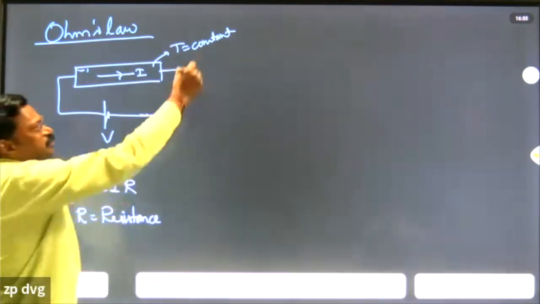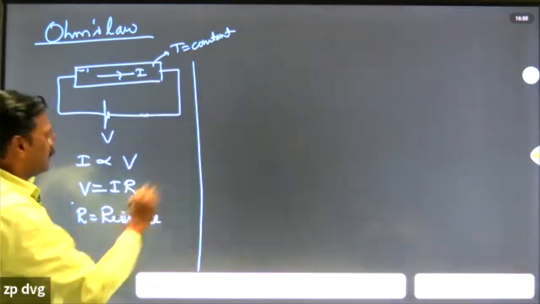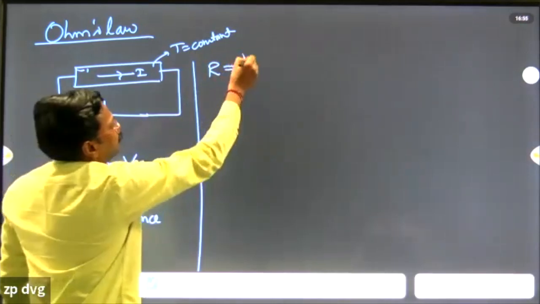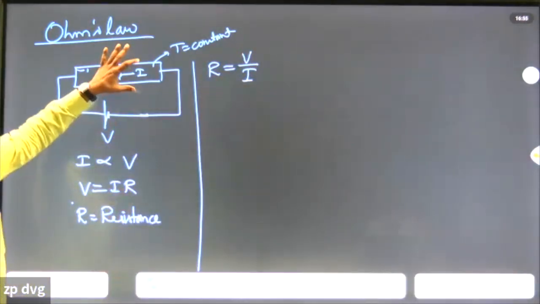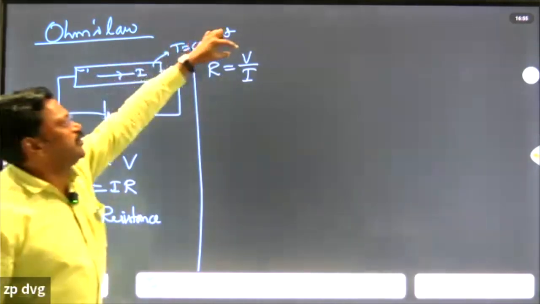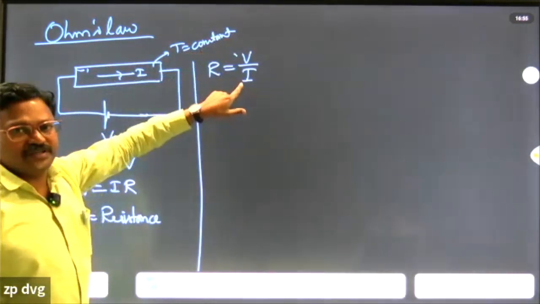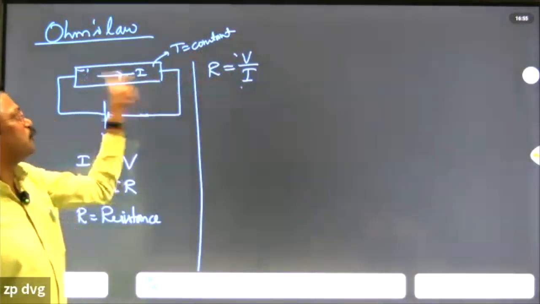Let's see what are the parameters on which resistance depends. Before that, let us define R. R is equal to V by I. So what is the resistance of a conductor? Resistance of a conductor is the value of potential difference that is required for unit current, the amount of current required to be flowing through the conductor.